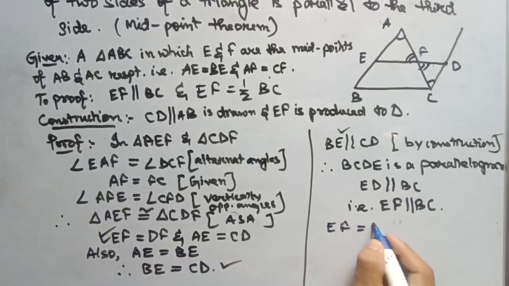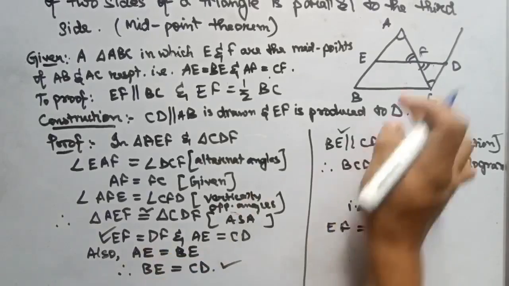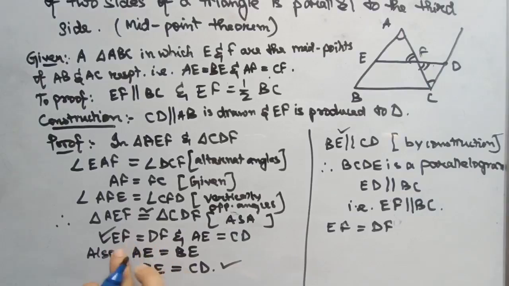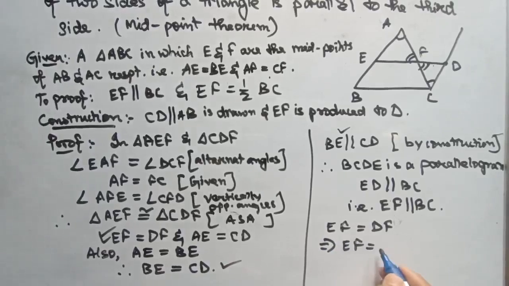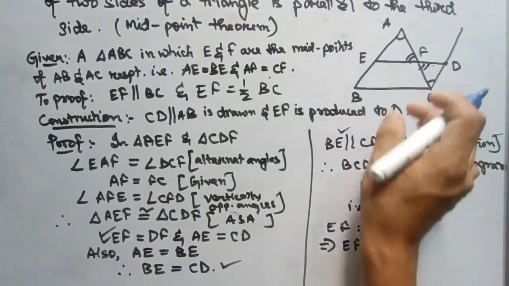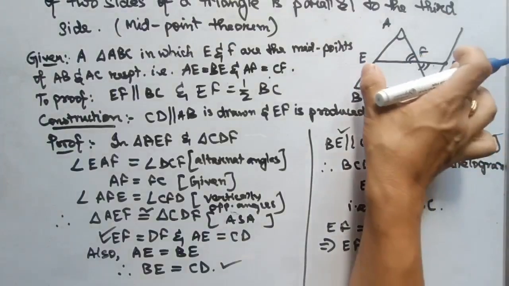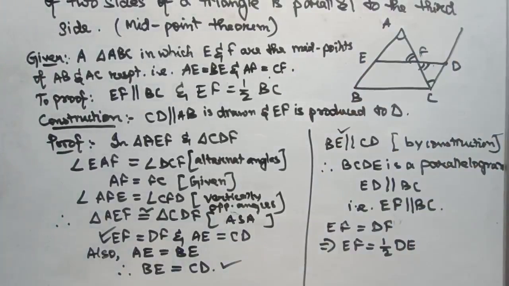EF is equal to DF. Why? Because since these two triangles are congruent, we have come to the conclusion that EF is equal to DF. These are the corresponding parts of the two congruent triangles. This implies EF is equal to half of DE. That is, DF is half of DE. Why? Because EF is equal to DF.